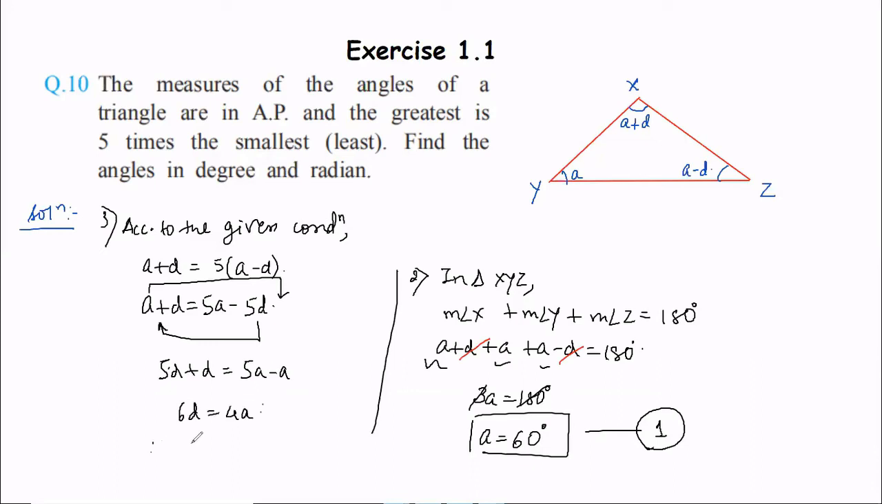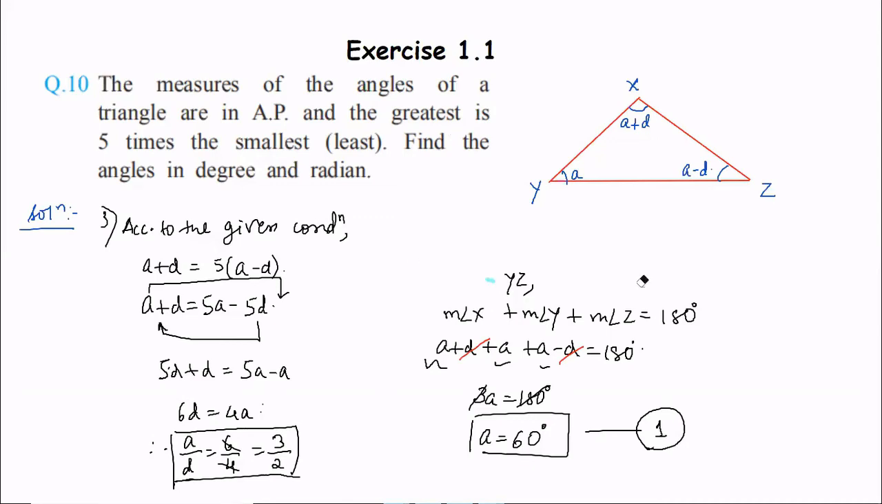So therefore a by d is equal to 6 by 4. Cancel, cancel. That will be 3 by 2. And we get the ratio of a and d. Now we will use this to find the value of d. We have already found out the value of a. So erasing some more things for calculation purpose.